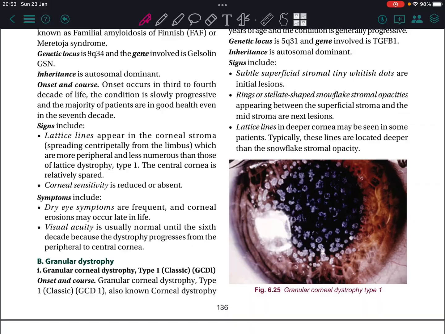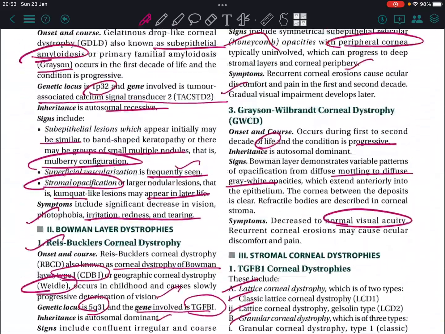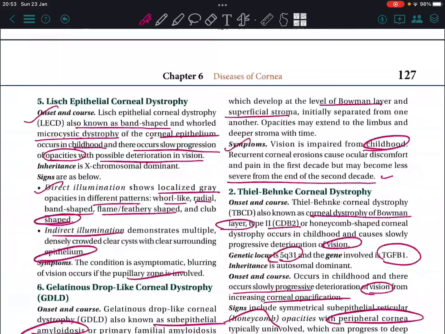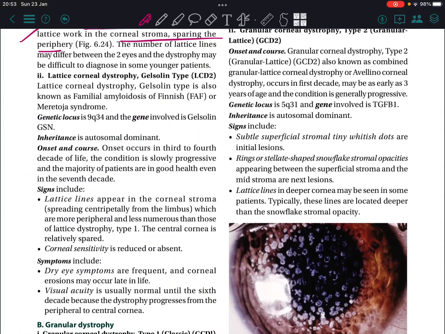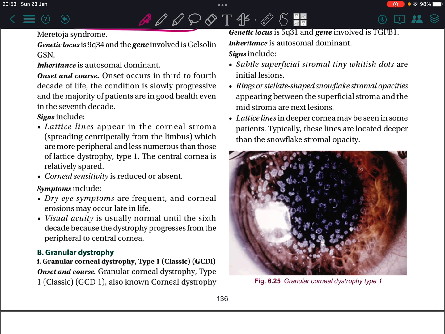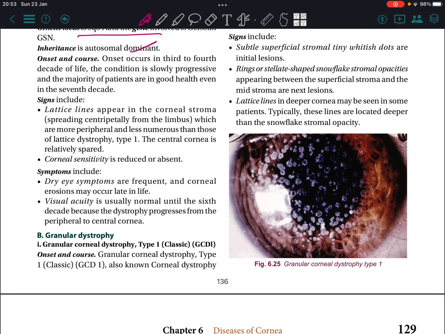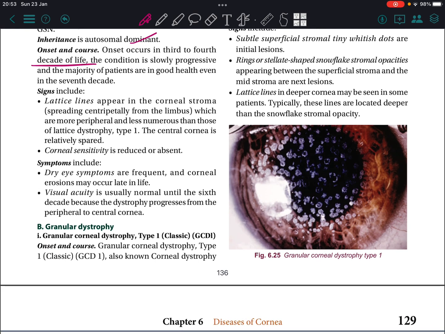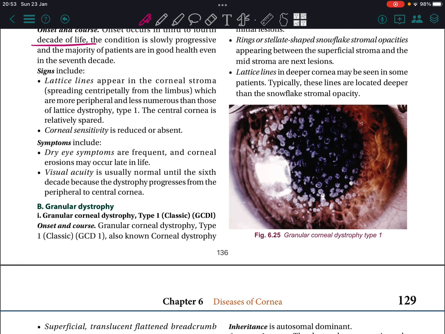It is given in diagram 6.24. We have already seen it. Gelsolin type is known as familial amyloidosis. Inheritance is autosomal dominant. Onset and course: onset occurs in the third to fourth decade of life. The condition is slowly progressive, and the majority of patients are in good health until the seventh decade.